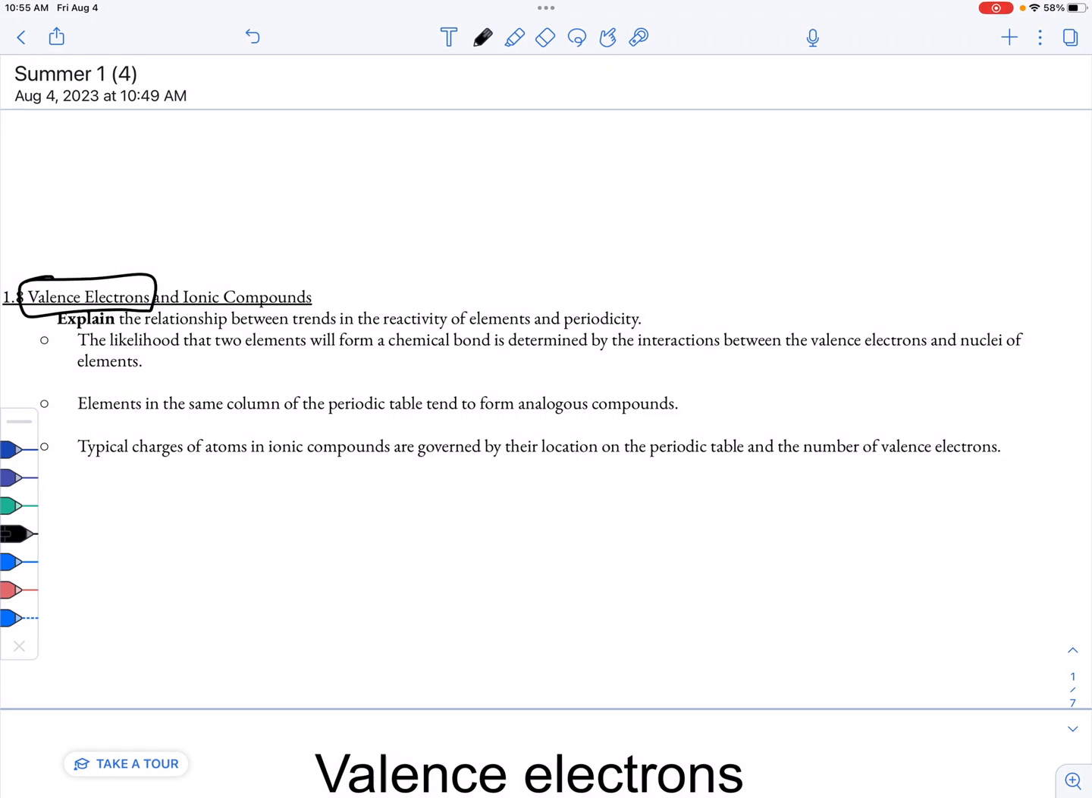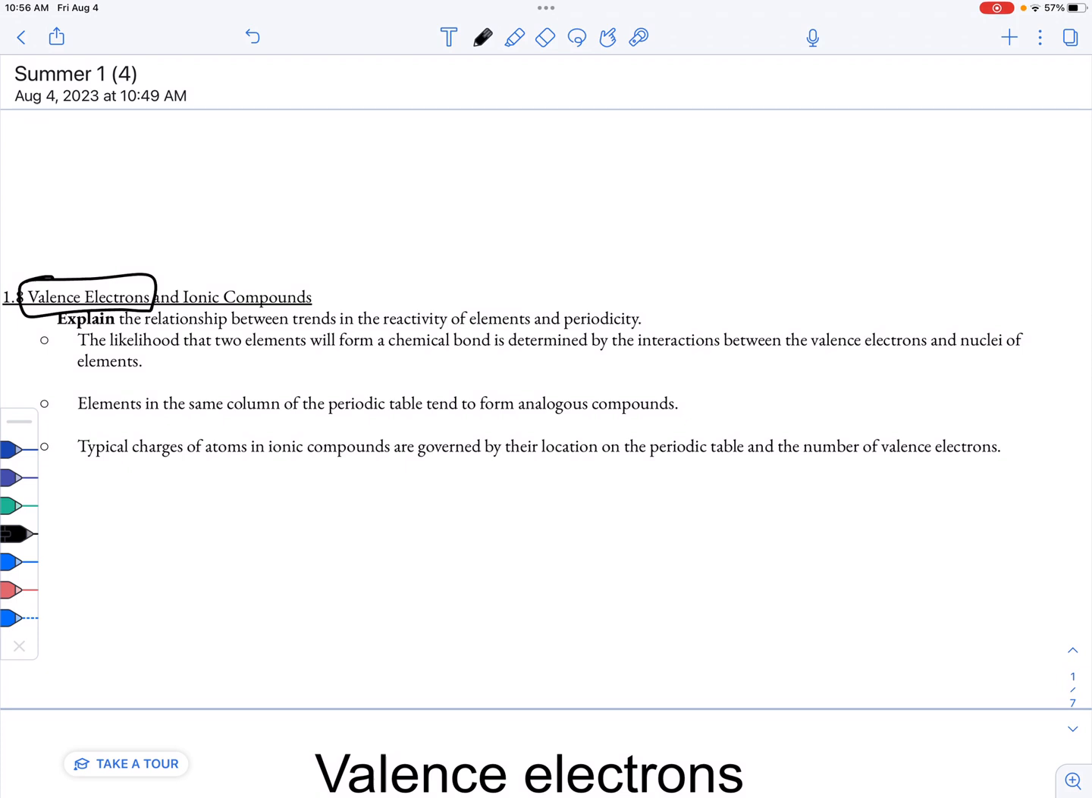Reactivity is, well, what chemical compounds is it going to be able to form? Will it act as an ion? When it does act as an ion, what charge is it going to form? And that's the second thing: you need to figure out what charge things are going to form.